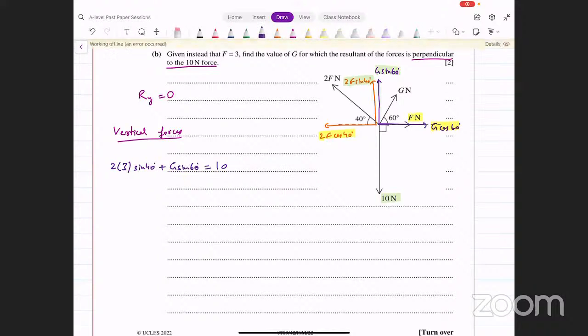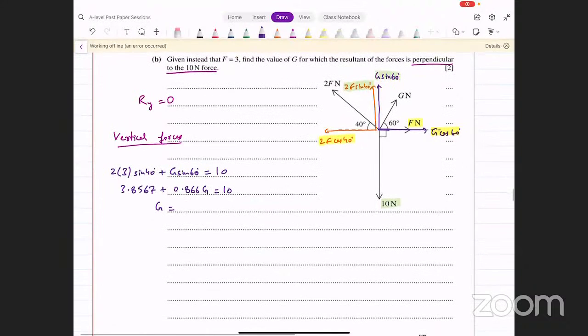In fact 6 sin 40, that is 3.8567 plus 0.5, no, it's not 0.5, it's 0.866 times g, that equals 10. यहाँ से आपके पास g की वैल्यू आ जाएगी. ठीक है, यहाँ से g की वैल्यू आ जाएगी, वही आपको फाइंड करनी थी, उसने g की वैल्यू फाइंड करने के लिए कहा था. ये आपके पास क्या आ जाएगा, 10 minus the answer divided by 0.866, and this gives me 7.094.